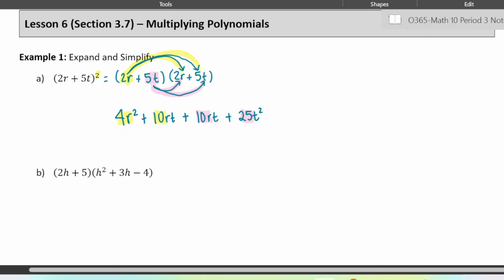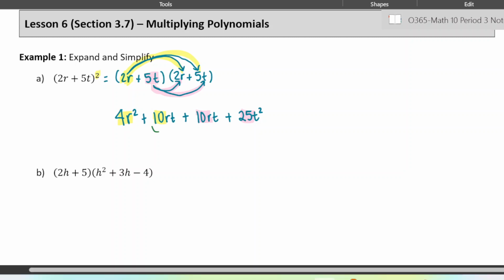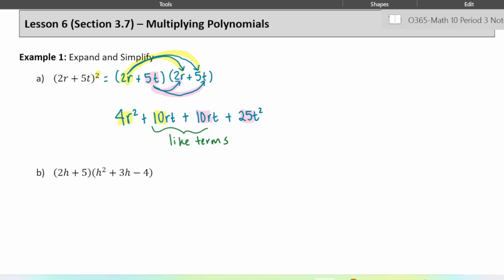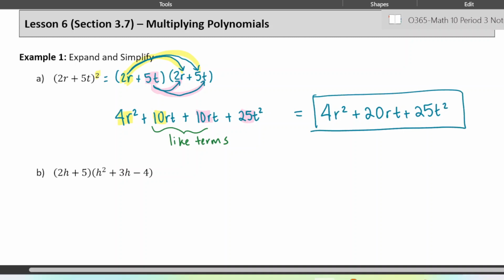Okay, here we go. And last thing we want to do is check for any like terms. So here we have two like terms. We won't necessarily have like terms every time we multiply, but in this case, we have two here. So we're going to add them together. So our final answer is 4r squared plus 20rt plus 25t squared. There we go.